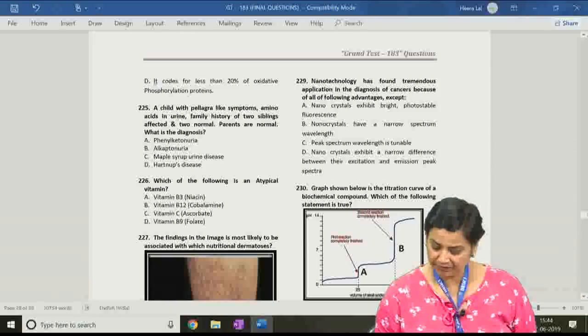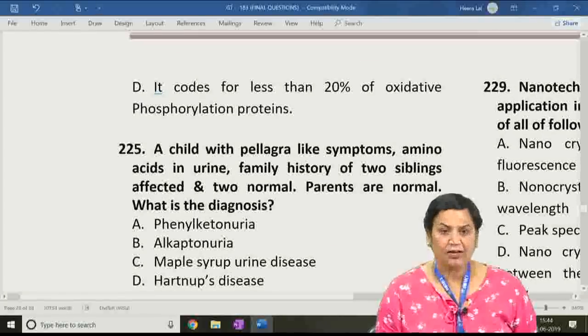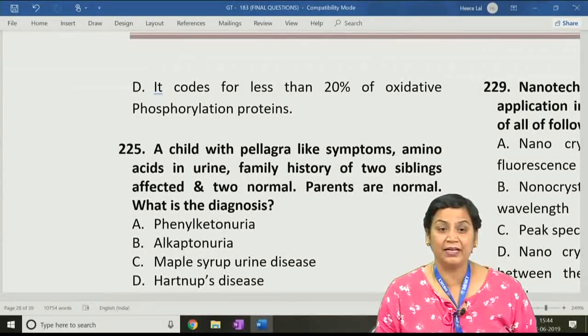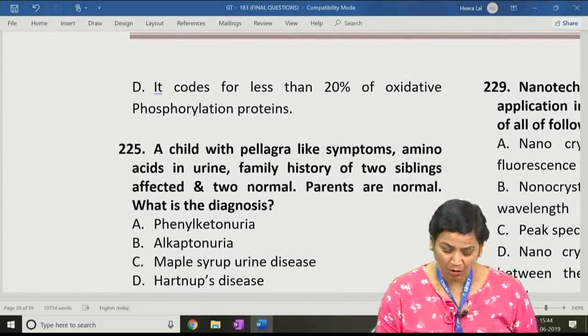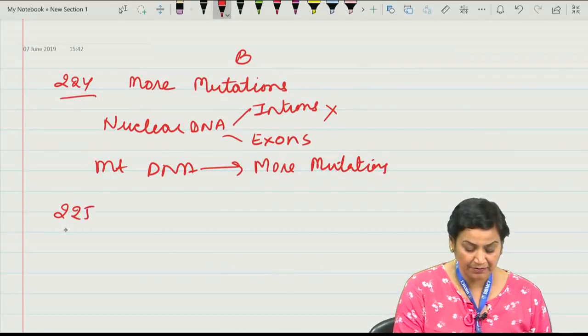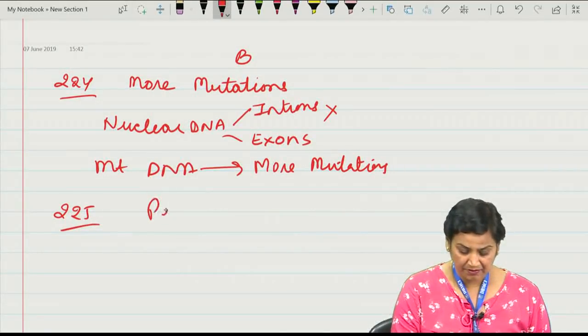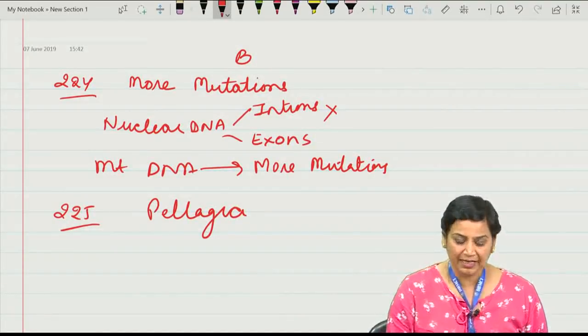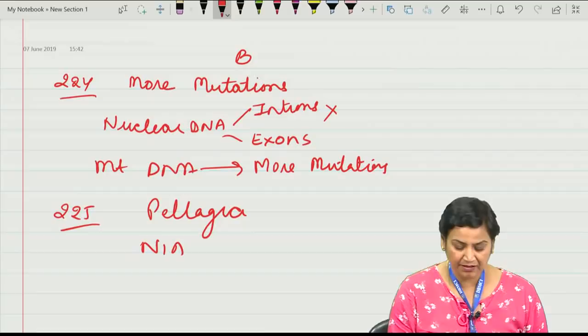Then next question. A child with pellagra-like symptoms, amino acids in urine, family history of 2 siblings affected and 2 normal, parents are normal, what is the diagnosis? Now pellagra-like symptom, all of you know, whenever we talk about pellagra-like symptom, it means what? The child is deficient in niacin.